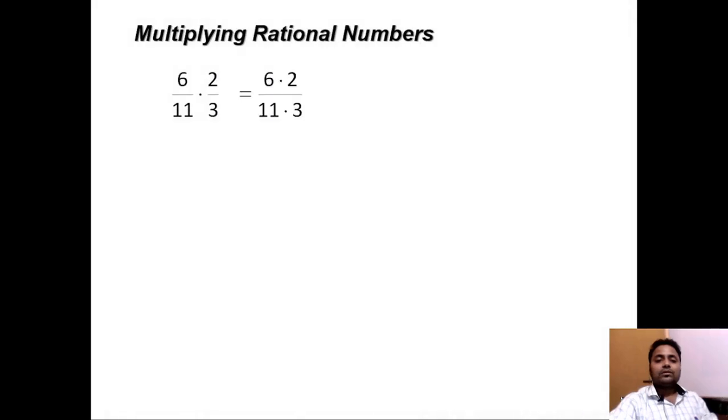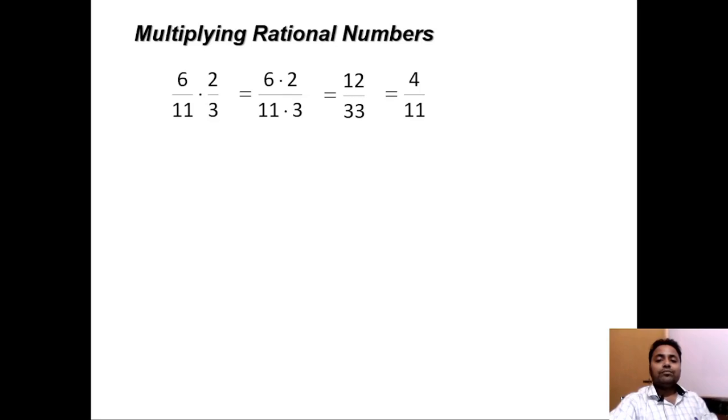Multiplying rational numbers. In this case, the numerator will be multiplied by numerator and the denominator will be multiplied by denominator. Like 6 by 11 into 2 by 3, then 6 will be multiplied by 2 and 11 will be multiplied by 3. So here 12 by 33 will be the answer.